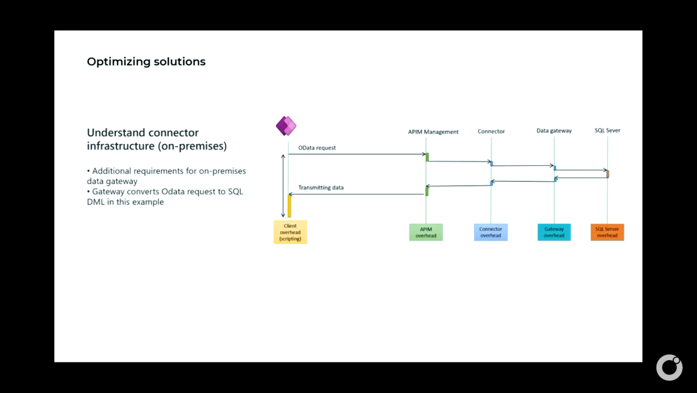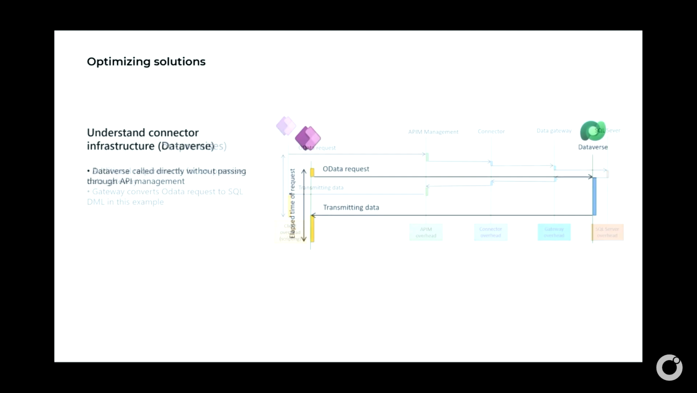In this example, we're adding in the on-premises data gateway. So here, we're making a call down to an on-premises SQL server. So again, the OData request is formulated, passed through the API management layer, the connector, and then the data gateway, where the data gateway has to convert that OData query into something that SQL will understand. SQL again needs to do its thing, which again, you should have control over, I'd like to think at least, because it's on-premise. And then the traffic comes all the way back. But understanding this is pretty key.